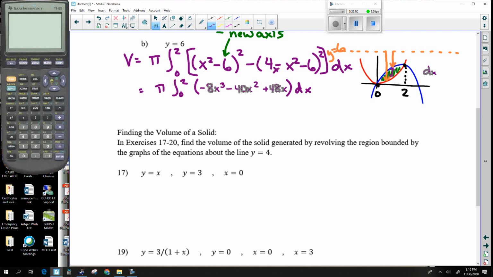All right, so here we go. So this is negative 2, x to the third, x squared, 0 to 2.